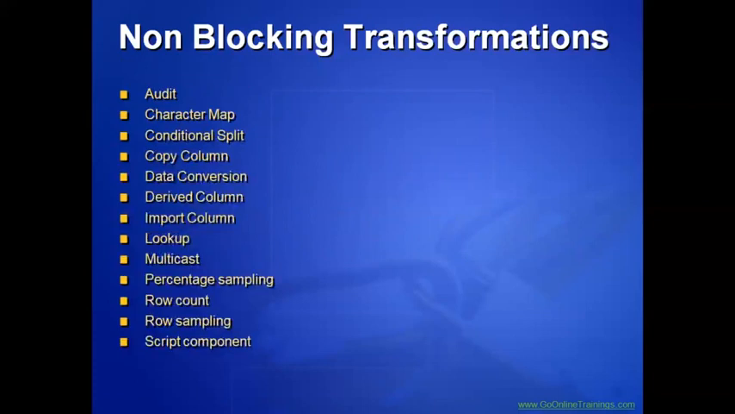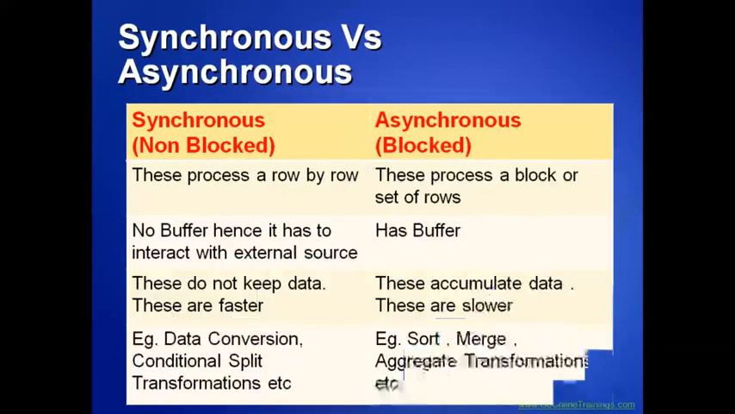The next one is called non-blocking: audit, character map, conditional split, copy column, data conversion, derived column, import column, lookup, multicast, percentage sampling, row count, row sampling, script component. These are fantastically very, very fast. You can use them. Clear? So synchronous is called non-blocked. Asynchronous is blocked. This is also one more interview question.